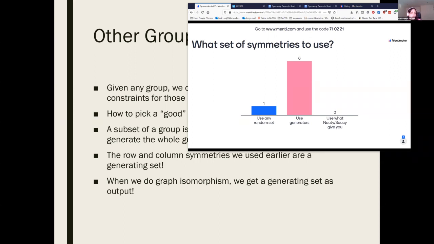We did a whole bunch of experiments. We did everything we could think of. Being a generating set in no way makes you good symmetry breaking constraints. It doesn't make you worse, but it doesn't make you better.